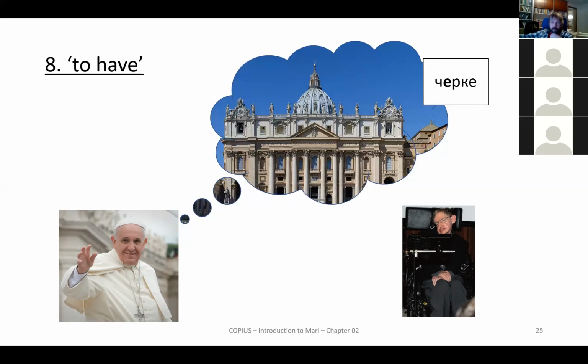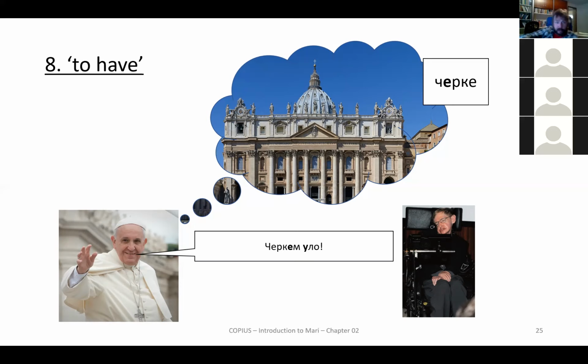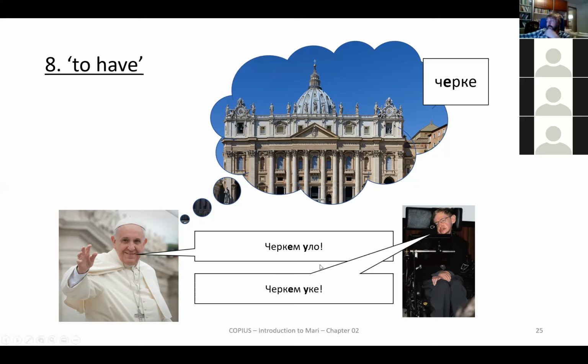You basically use the same construction as before, just with a possessive suffix. "Cercem ulo" literally means my church exists, but what is communicated with that is I have a church. This is the standard way of doing it, and this is also very Turkic. Then you have the counterpart with uke. If you say "cercem uke," my church does not exist, that is then I don't have a church.